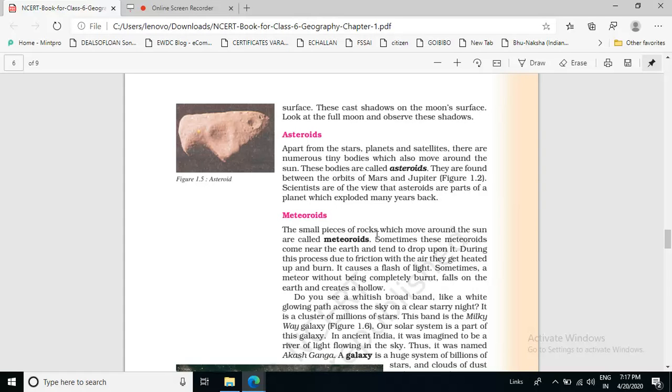Okay, which causes a flash of light, and when it enters the earth, we see that flash of light. Okay. And sometimes what happens is that a meteor enters the earth, and a flash of light is seen by us, and it completely burns out before reaching the surface of the earth. It completely burns out. Okay.